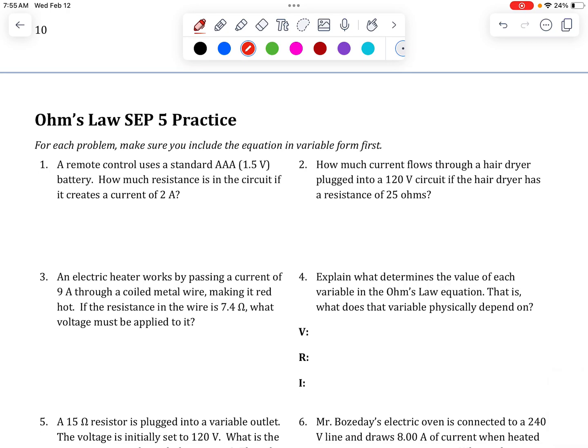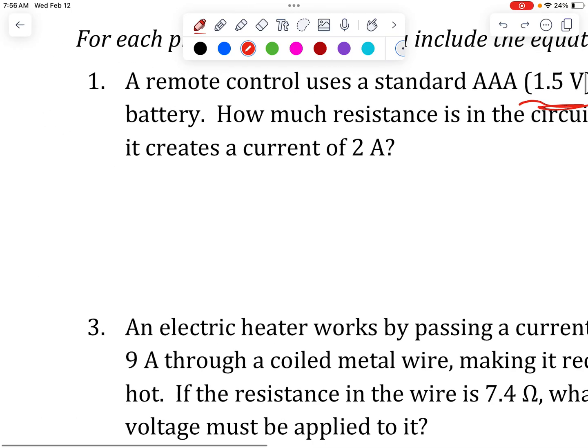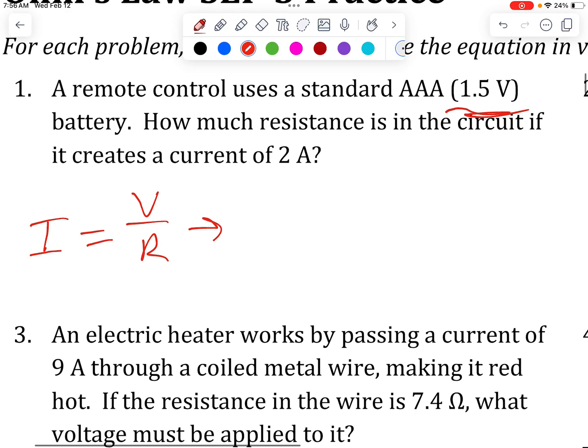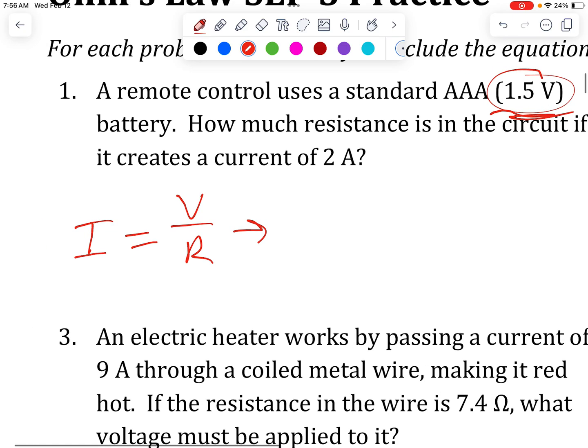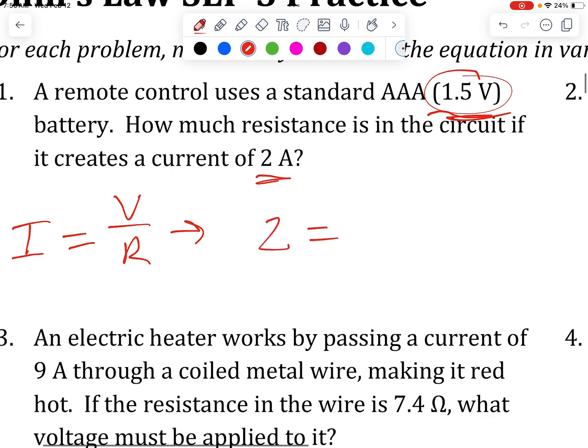So problem 1 says a remote control uses a standard AAA battery. And if you didn't know, a AAA battery produces 1.5 volts. How much resistance is in the circuit if it creates a current of 2 amps? All right, so here we go. Let's use our equation, which is I, current, equals V, voltage, over R, resistance. We know that the voltage is 1.5 volts, and the current is 2 amps. So we've got 2 equals 1.5 over R. And that's our goal. We want to find out the resistance.